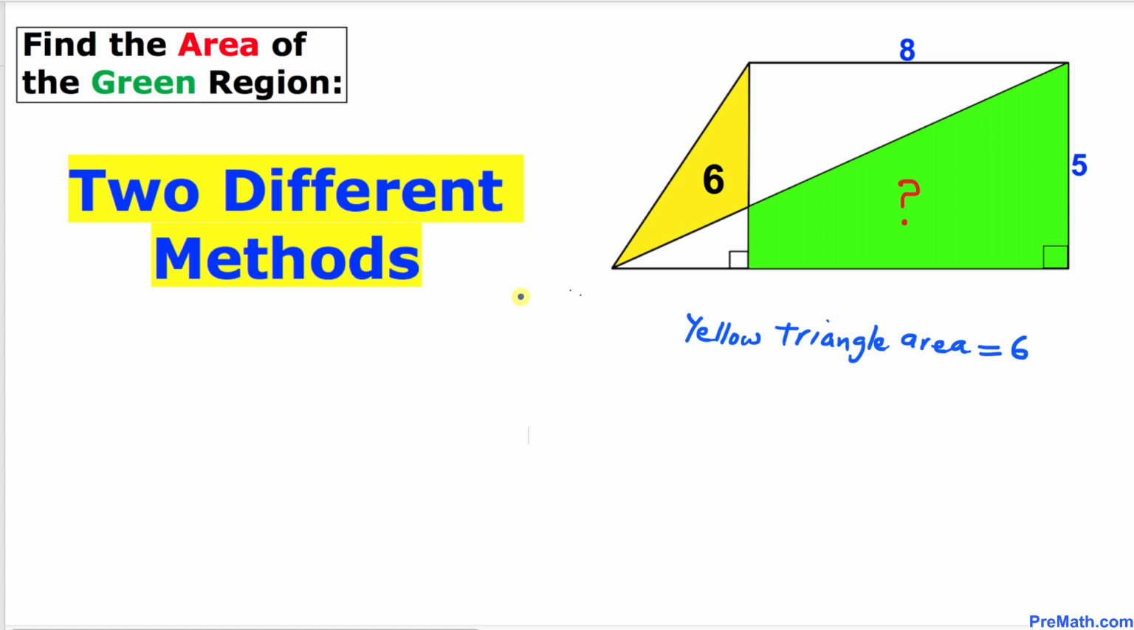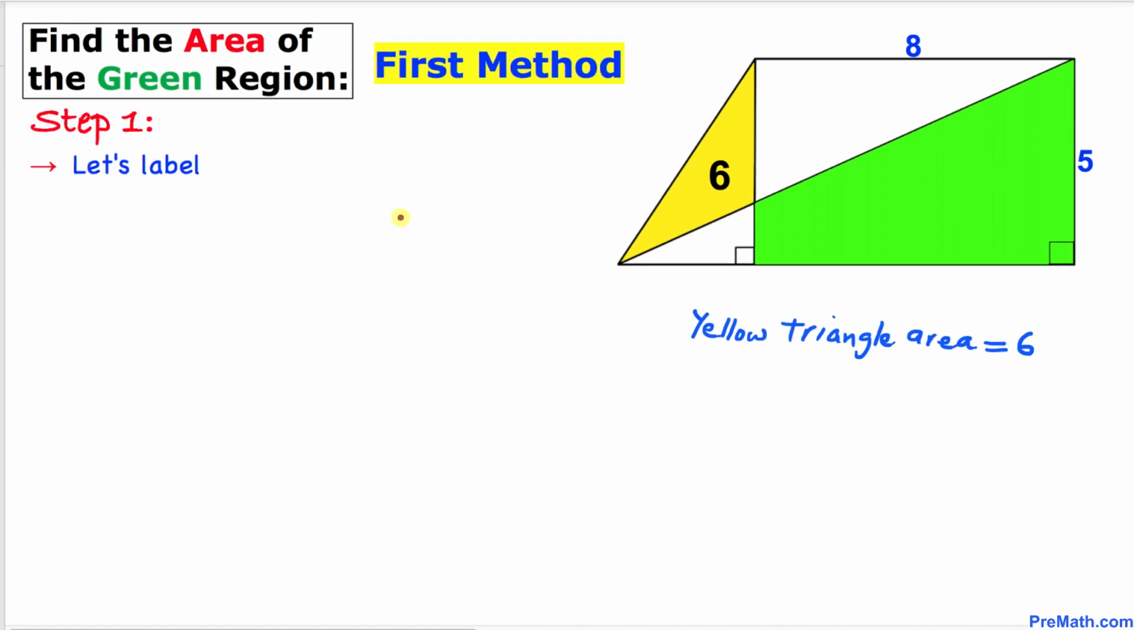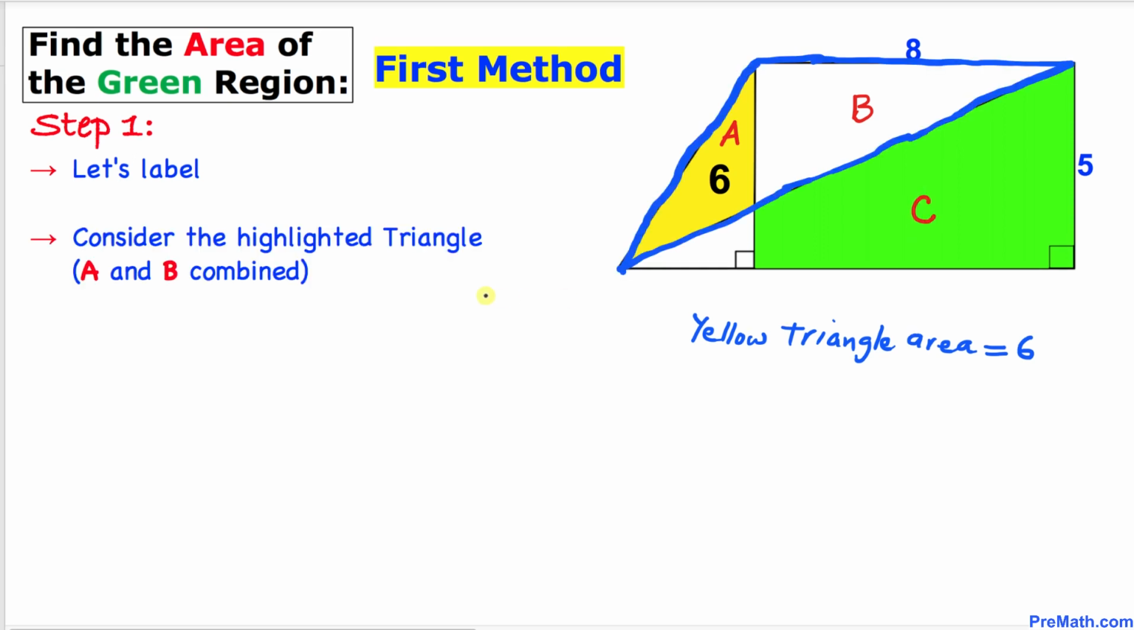And in this video tutorial, I will share with you two different approaches to solve this given problem. And here it is, our very first method. In this very first step, let's go ahead and label these regions. I'm going to call this yellow triangle A, this white triangle B, and this green shaded region C. And now let's focus on this highlighted triangle that combines A and B over here.